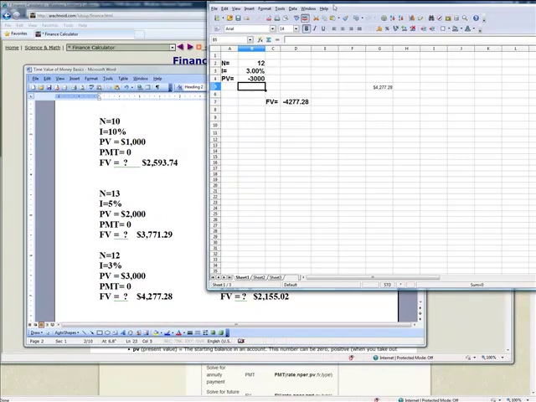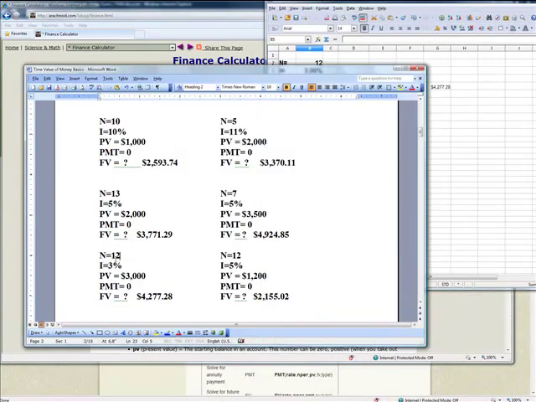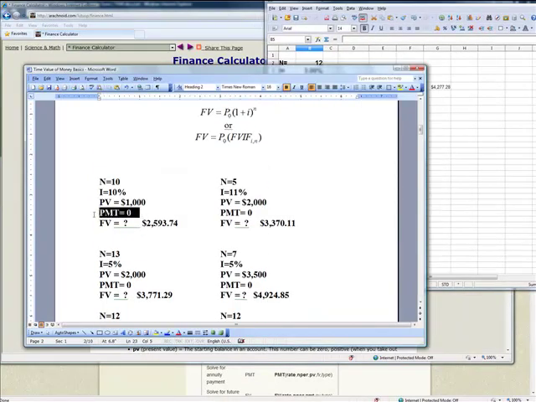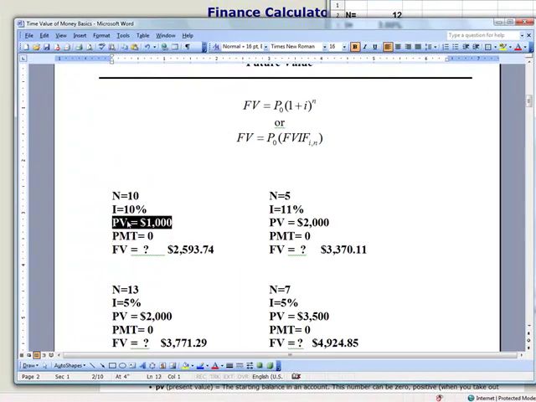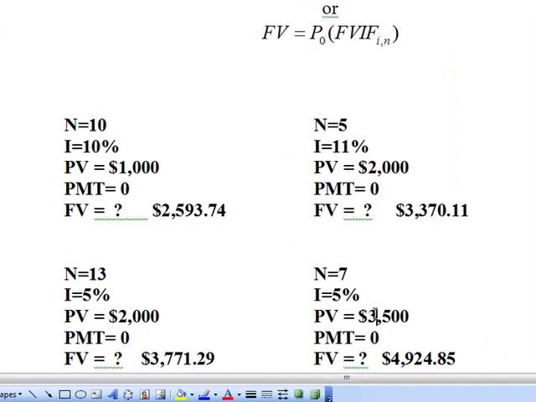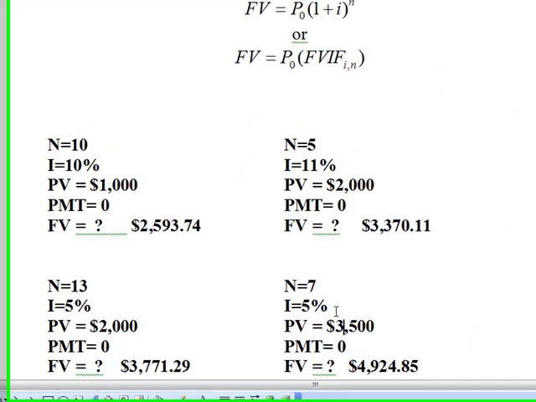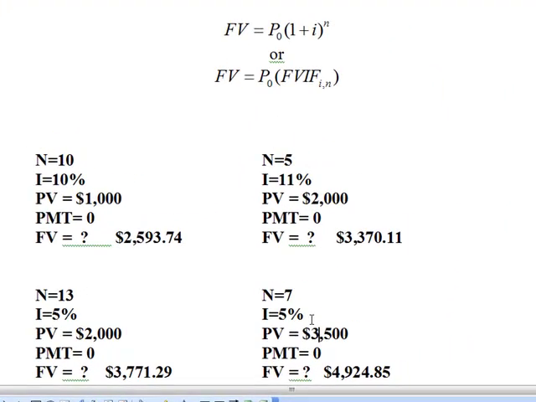4,277.28. Now what these future value problems are assuming is that we have no payment. We're not adding anything to the investment. We're making a one lump sum investment of $1,000 in this case, $2,000 in this case, $3,000 in this case, and we're not adding anything to the investment. It's just a one-time investment.